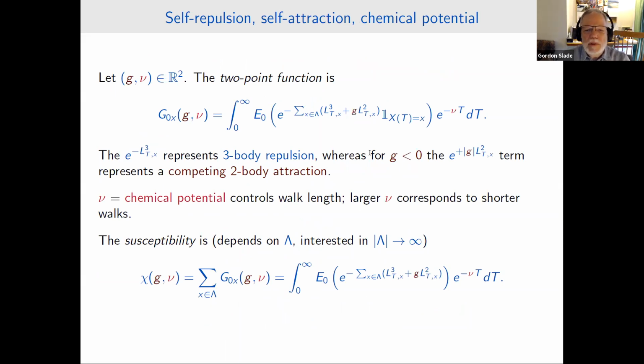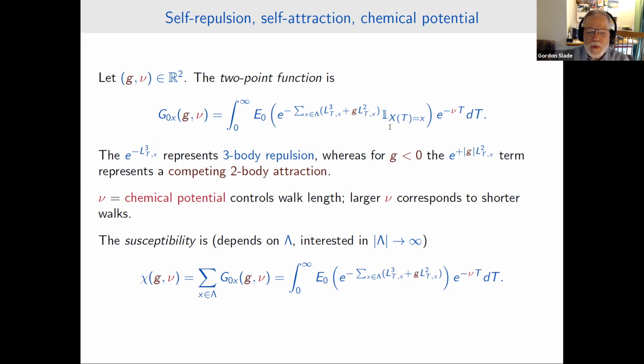And then we're ready to define the main objects in the model. It's a 2-parameter model. G and nu are real variables, positive or negative. And the 2-point function is defined in this way. I'm going to spend a minute or so unpacking what this definition says. 0 and x are 2 vertices. 0 is the origin of our graph, say, and x is some other vertex, or possibly 0 as well. Let's look at this expectation first. This E0 represents the expectation for the simple random walk started at 0. That's this capital X. So we're averaging over the random walks here with this expectation. The walk starts at 0, and we're forcing the walk at time t to be located at little x. That was the second point in the 2-point function. The 2 points are 0 and x here.